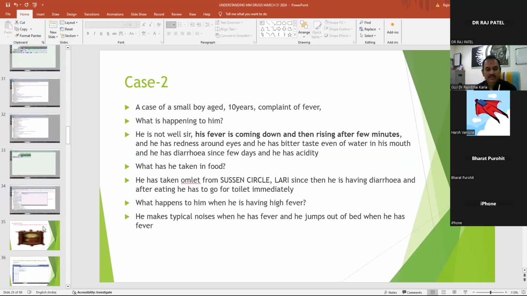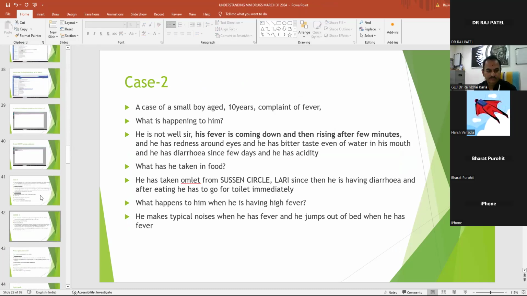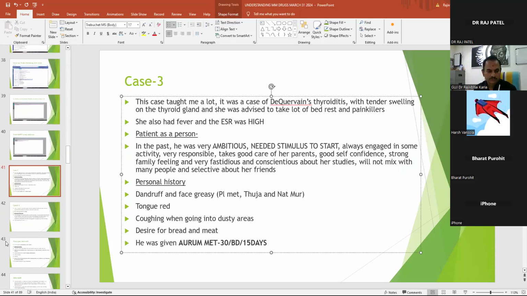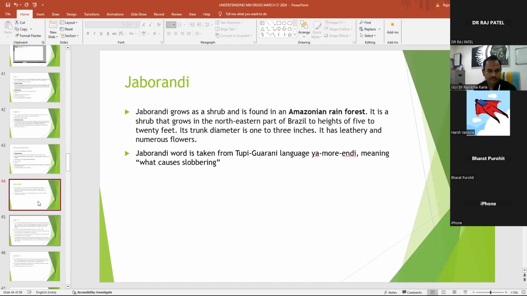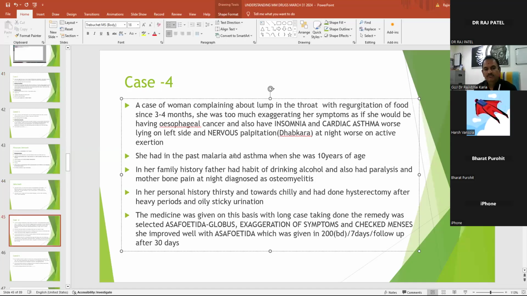Then now we'll start with case number 4. A case of a woman complaining about lump in the throat with regurgitation of food. She had a lump sensation in the throat, something which is obstructed. In Gujarati it is said, kasuk atke che. Something is there in my throat. And there was regurgitation of food since 3 to 4 months.